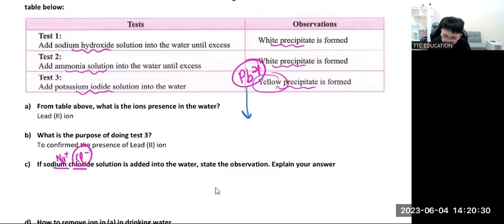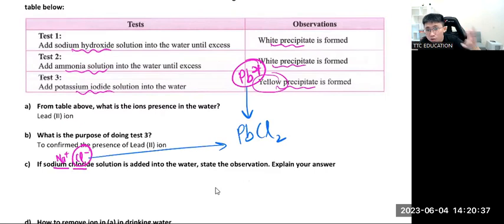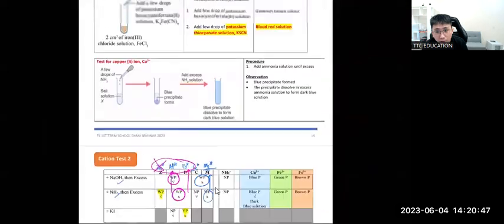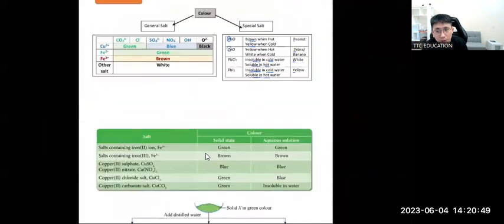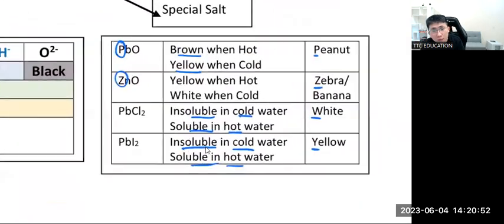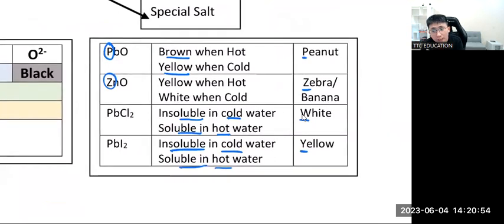So if you think about it, Pb2+ and Cl- form PbCl2. So this is the new salt that you form inside here. Then they ask you what is the observation. They're not asking you what is the salt formed, they're asking you what is the observation. If you go back up to your salts, do you remember PbCl2 is actually white, but insoluble in cold water, soluble in hot water.